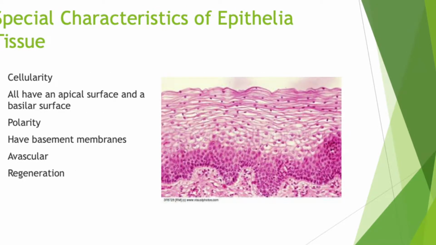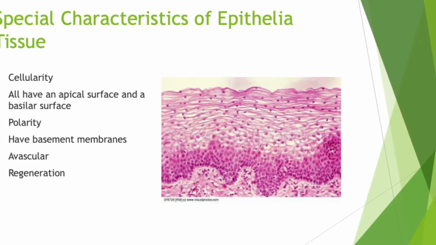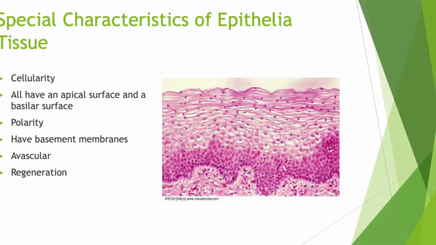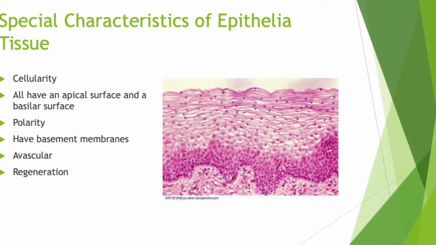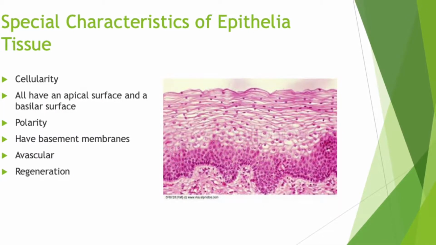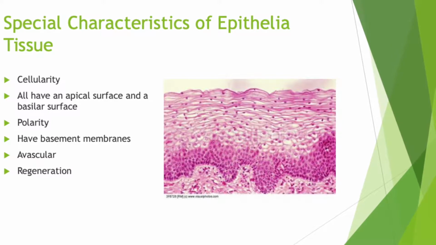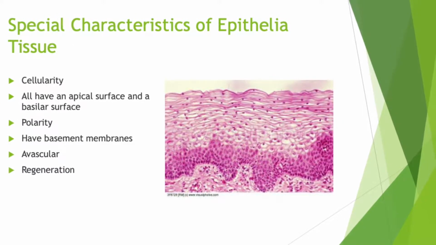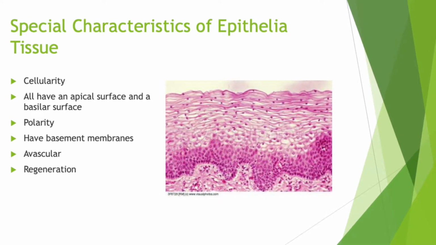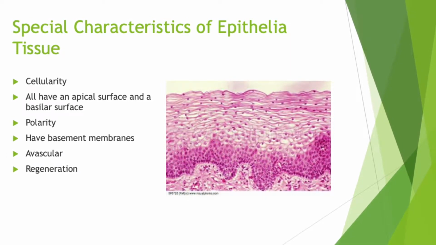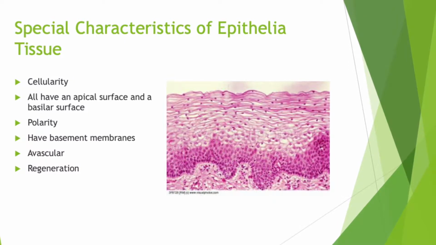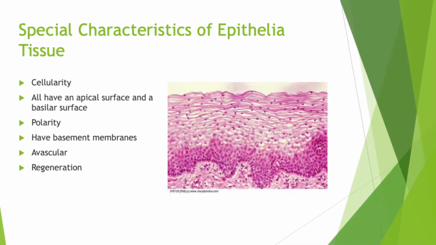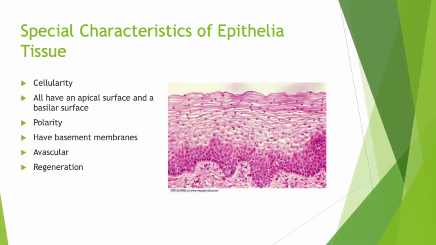There are also many special characteristics of epithelial tissue. Epithelial tissues have cellularity. They also have an apical side and a basilar side. They have polarity, meaning that the cells at the apical surface are different from those at the basilar surface. They also have a basement membrane, which is a double layer of laminae that forms an epithelial sheet and helps in resisting stretching and tearing tissue.